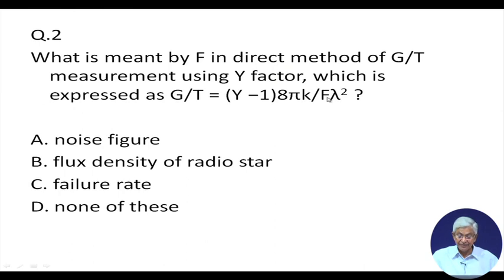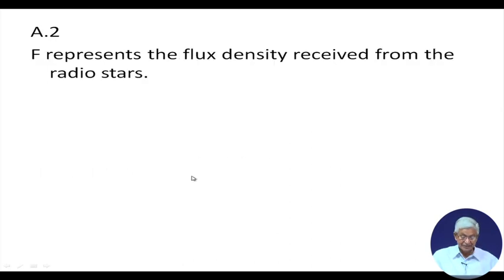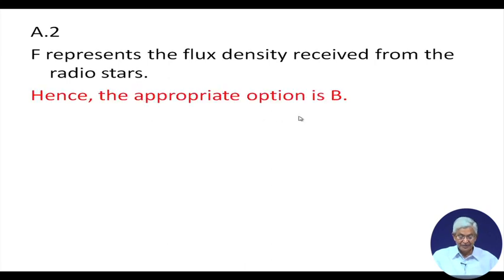Now, let us see the options which are given for f. F is a noise figure, flux density of radio star, or failure rate, or none of these, but obviously it is a radio star based measurement. So, f is the flux density of the radio star. So, f represents the flux density received from the radio star. So, the appropriate option is B. Let us see the third question.